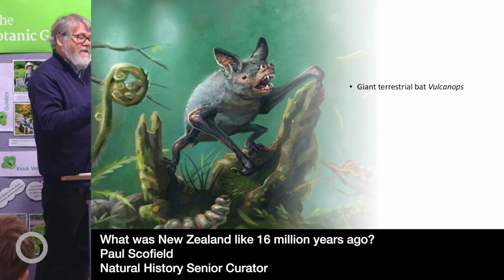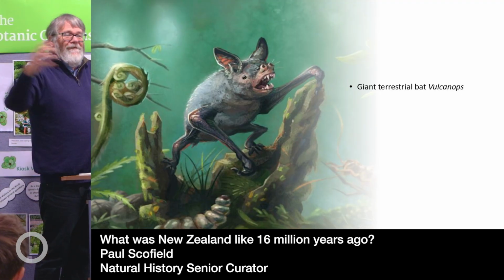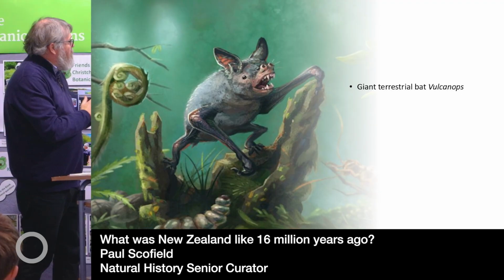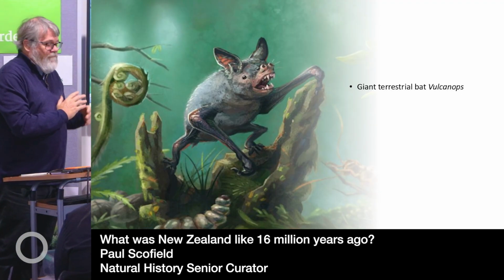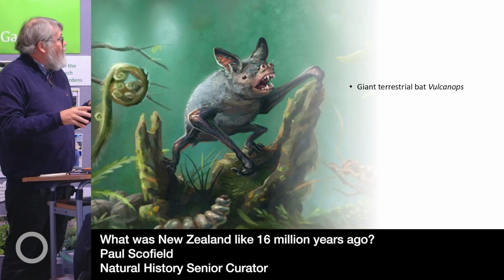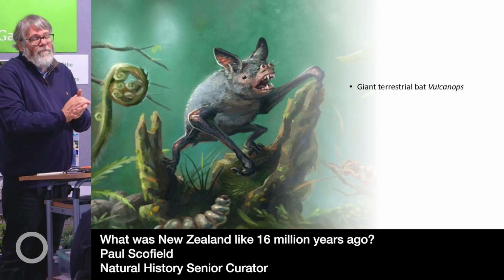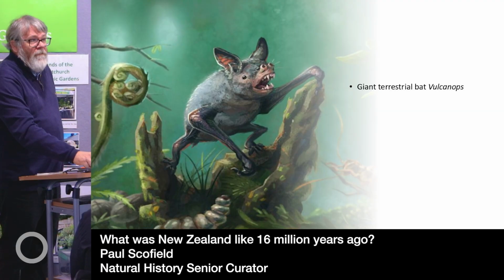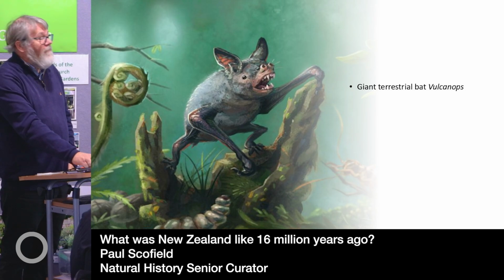So when we say giant, it wasn't this big. It was only this big. But the way that its femur and its leg bones are orientated makes us suspect that it could have been secondarily flightless and walked around on the forest floor. And this would have made it the world's only secondarily flightless bat.